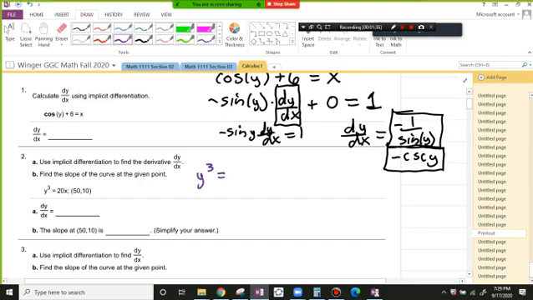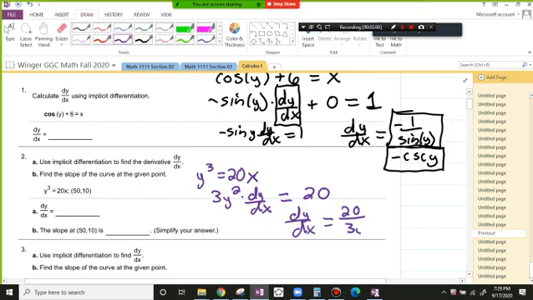y cubed is equal to 20x. I could take the cube root on both sides and then take the derivative, or I could do this implicitly. The derivative of y cubed is 3y squared times dy/dx. The derivative of 20x is 20, and therefore dy/dx is equal to 20 over 3y squared. That's legit. If I wanted to know the slope at (50, 10), that means x is 50. There are no x's, but the y is 10. And so at the point (50, 10), it's going to be 20 over 3 times 10 squared. 20 over 300, 2 over 30, 1 over 15.